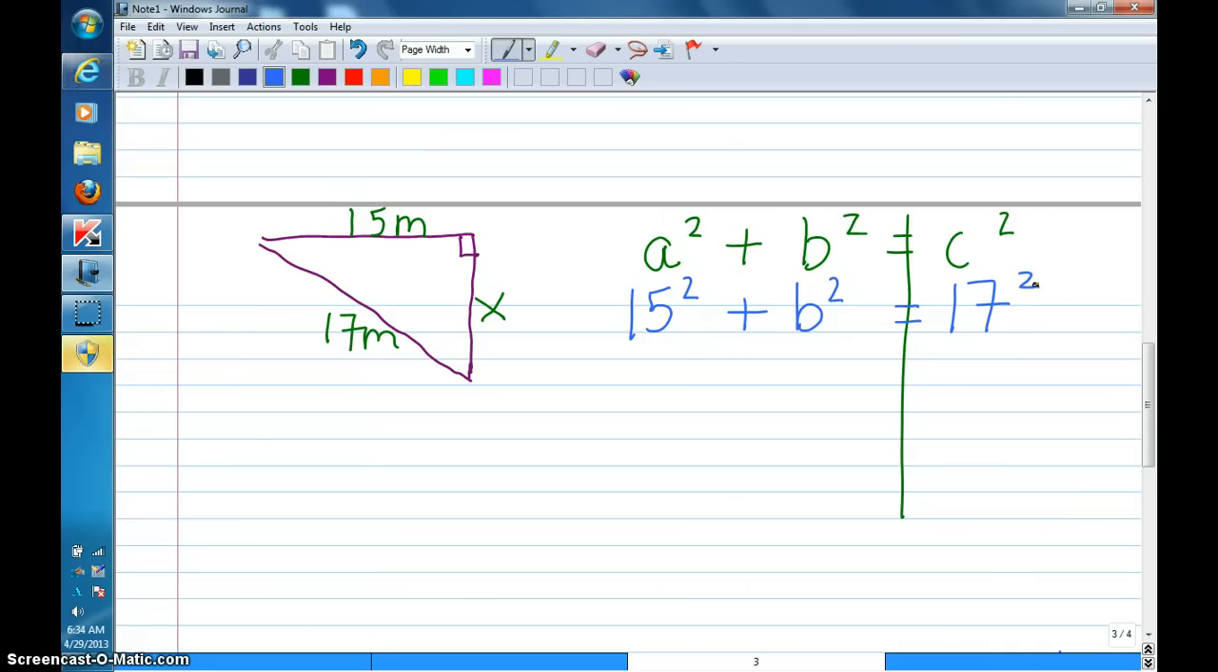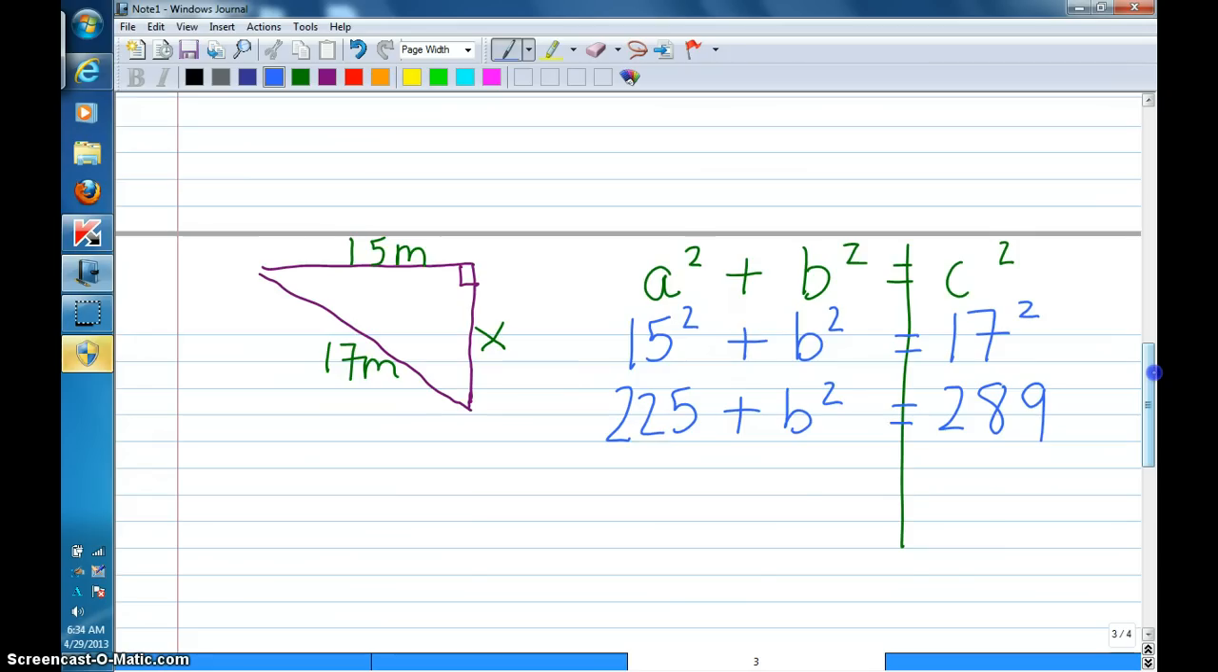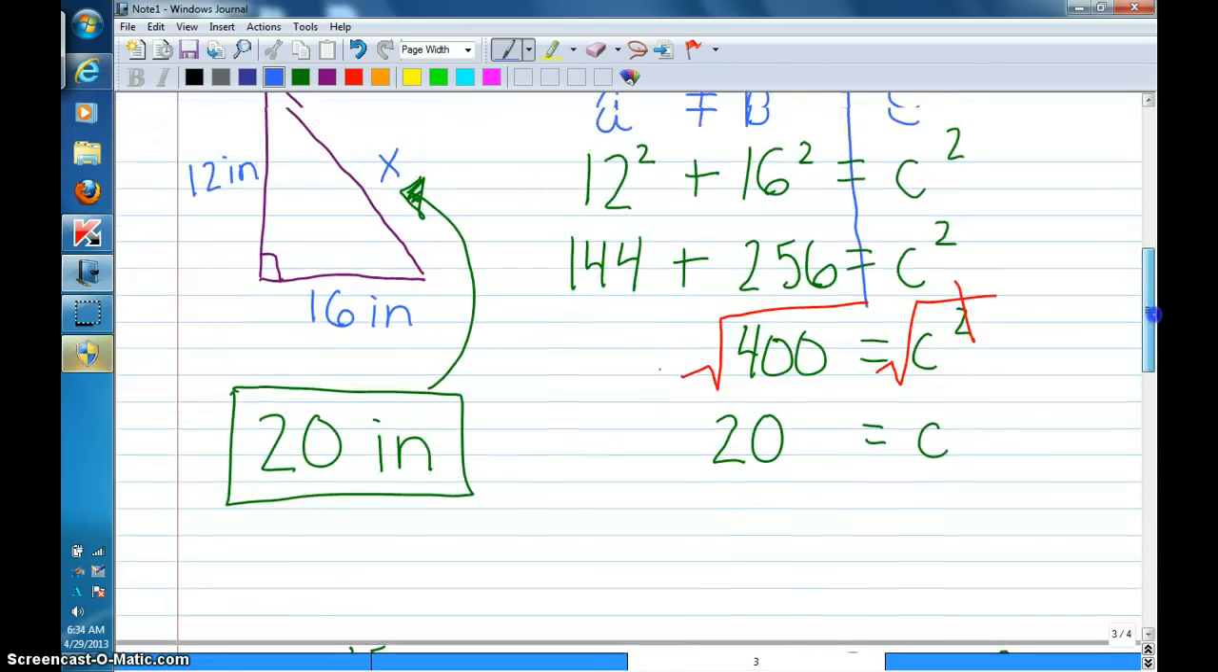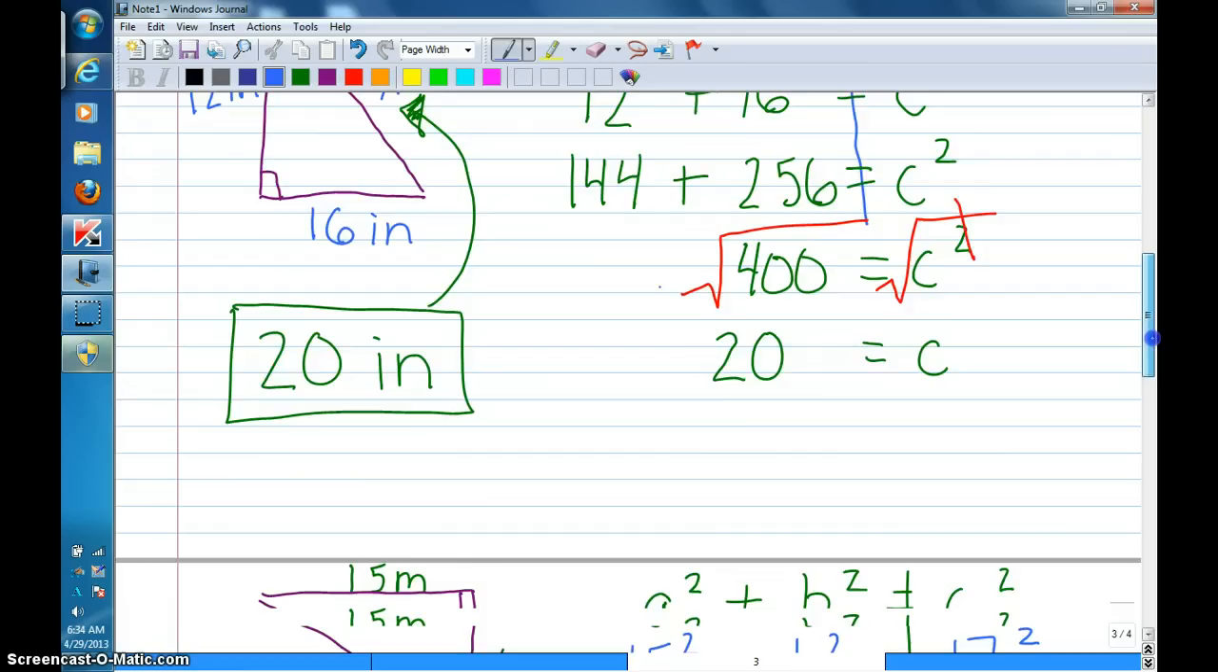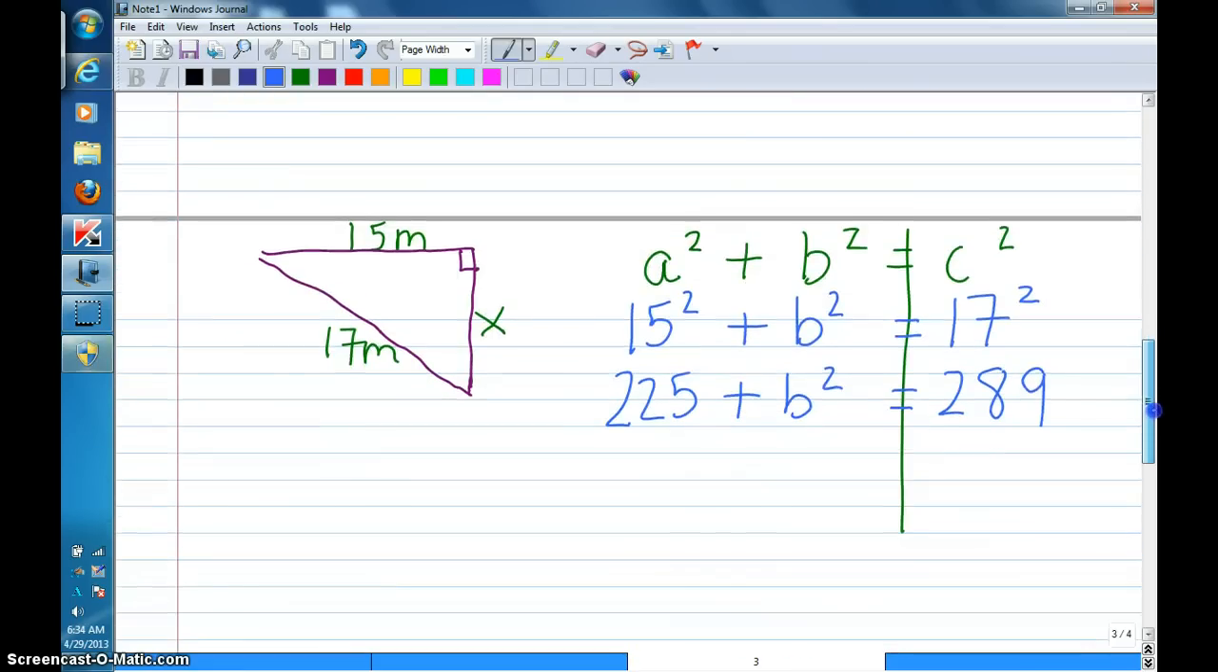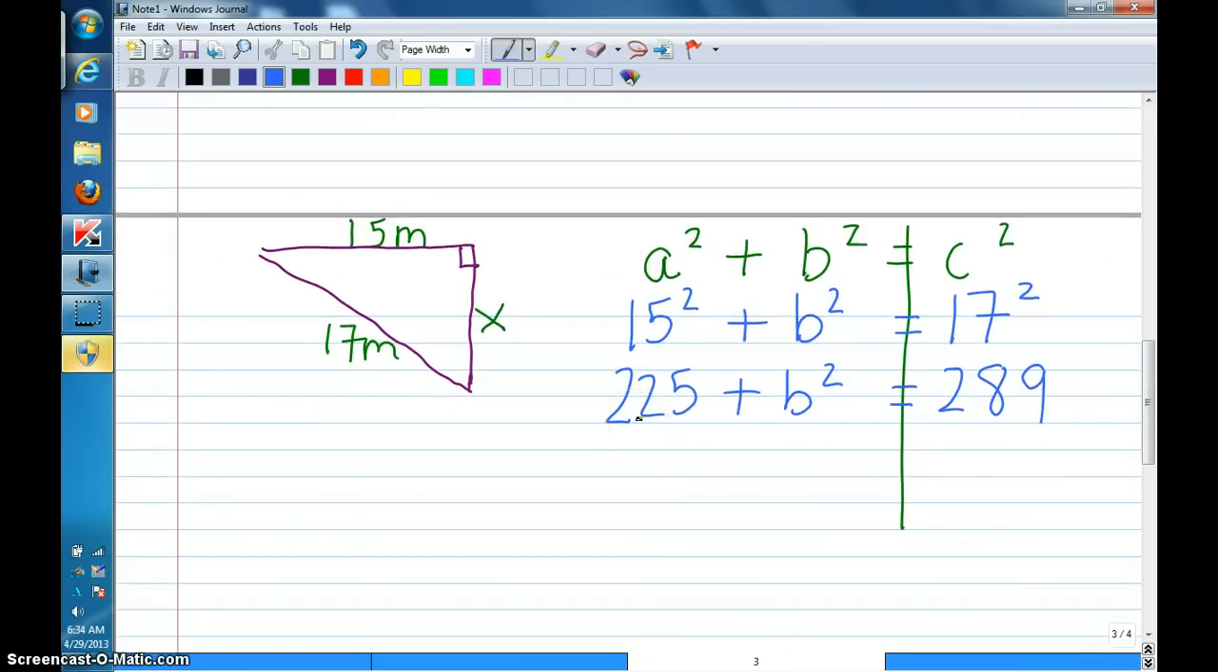So go ahead, solve this math. 15 times 15, or 15 squared, I got 225. And try 17 squared. And I got 289. So this is a little bit different than last time when we set this up. We kept solving and we just took the square root. Well, we want to get b squared by itself, so I've got to get rid of this 225. So what should we do to both sides to get rid of it? It's a positive 225, so we should subtract 225.